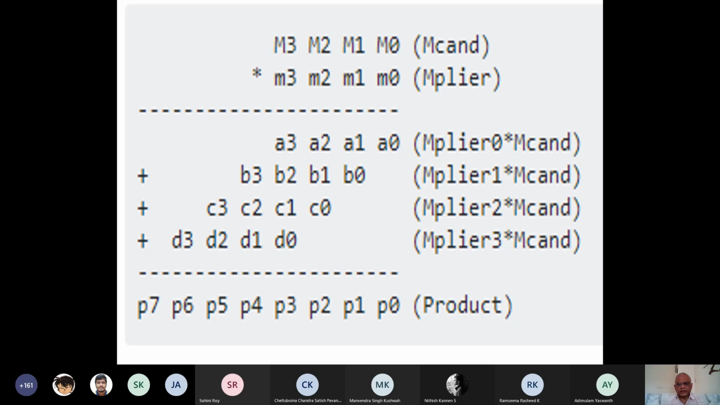And then 3 additions here. That is the result of these 2 additions plus this addition. Multiplier 2 into multiplicand, that gives P2, and so on. So if we observe this on this diagram, then the hardware is simple.